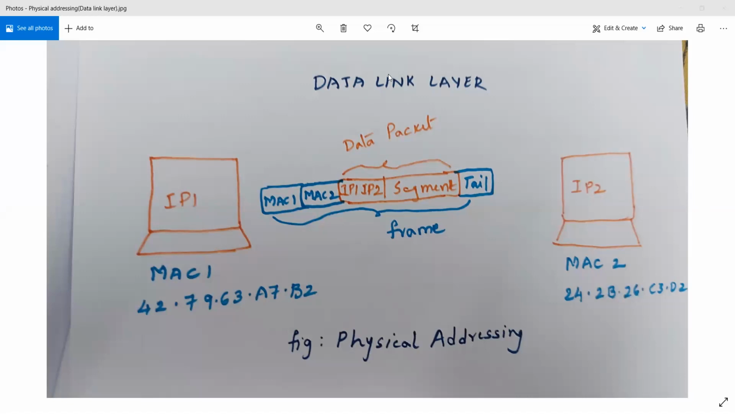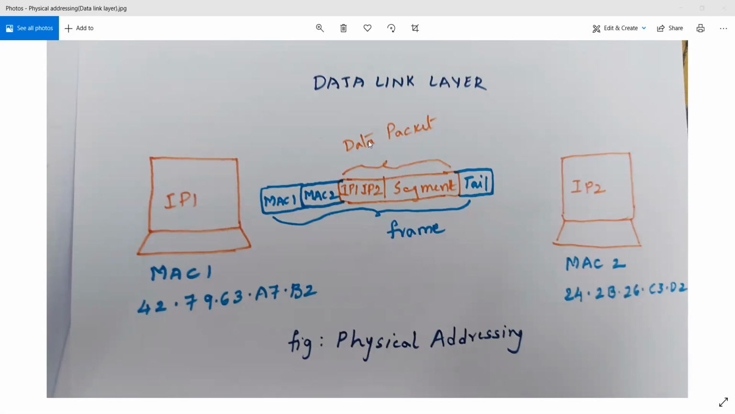From the network layer, we get a data packet. The data packet is nothing but the segment, received from the transport layer, combined with the IP addresses. If the IP addresses of the sender and the receiver are attached to that segment, it becomes a packet, a data packet. This data packet is formed in the network layer.